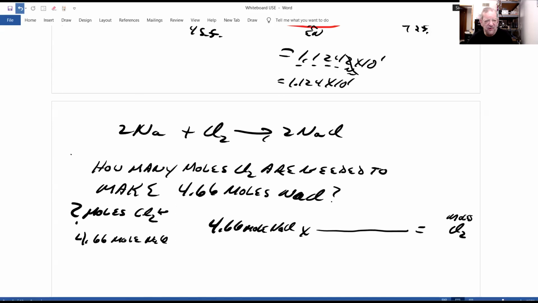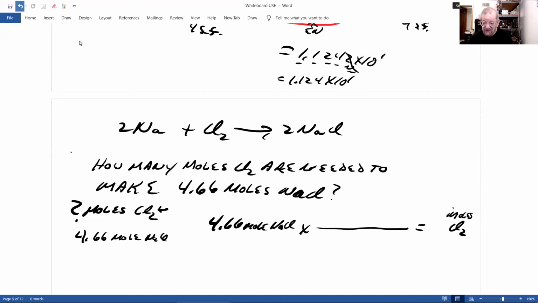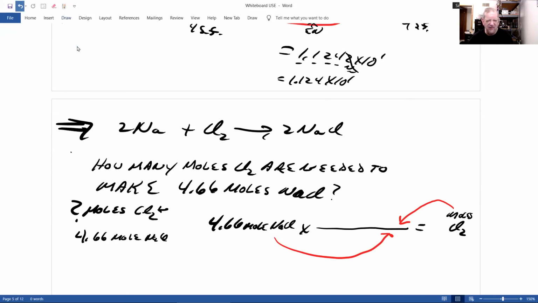And now I'll use my good buddy, my good friend. I won't use the siren whistle again, so I don't want you to have siren whistle overload or poisoning. Whatever I'm trying to get to goes on top of the units. Whatever I'm trying to get rid of goes underneath. Where do I get those numbers? From my balanced chemical equation. The coefficients, the number in front, give me the molar ratio.